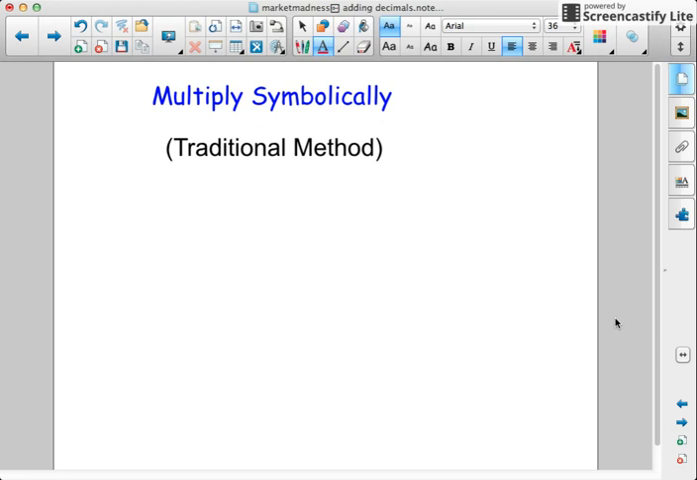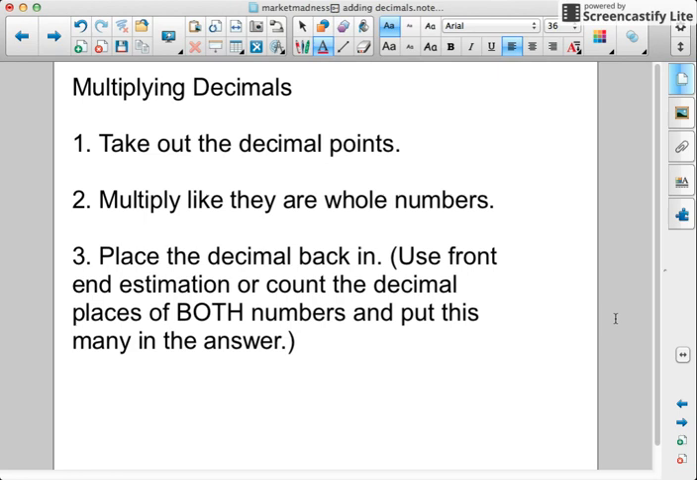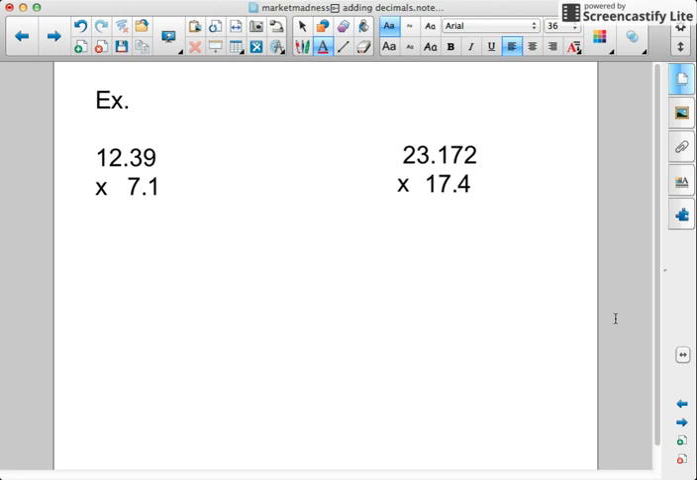Some of you will be relieved to know that you still can do it the traditional method. So we're going to multiply symbolically using that method in this video. In multiplying decimals, you're going to basically take out the decimal points, multiply like they're whole numbers, and then put the decimals back in using estimation, or again, you can count the decimal places of both numbers and put this many in the answer. So let's just do some examples here.